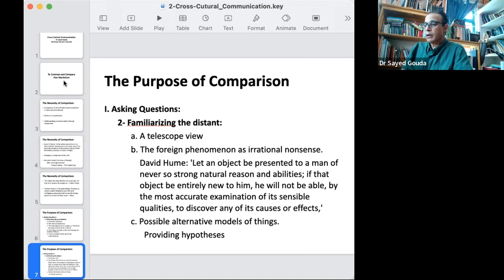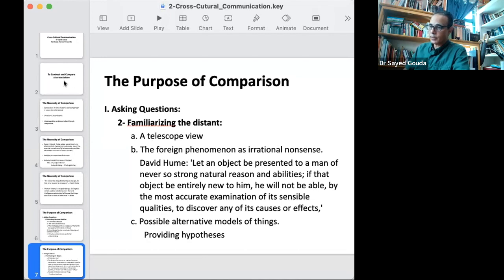David Hume says, regarding this foreign phenomenon, whatever we see, things that are foreign to us, sometimes they sound and they seem irrational and nonsense. In this respect, David Hume, the Scottish philosopher, said, "Let an object be presented to a man of never so strong natural reason and abilities. If that object be entirely new to him, he will not be able, by the most accurate examination of its sensible qualities, to discover any of its causes or effects." Meaning it needs intelligence in order to understand a foreign culture, to understand its causes and effects.